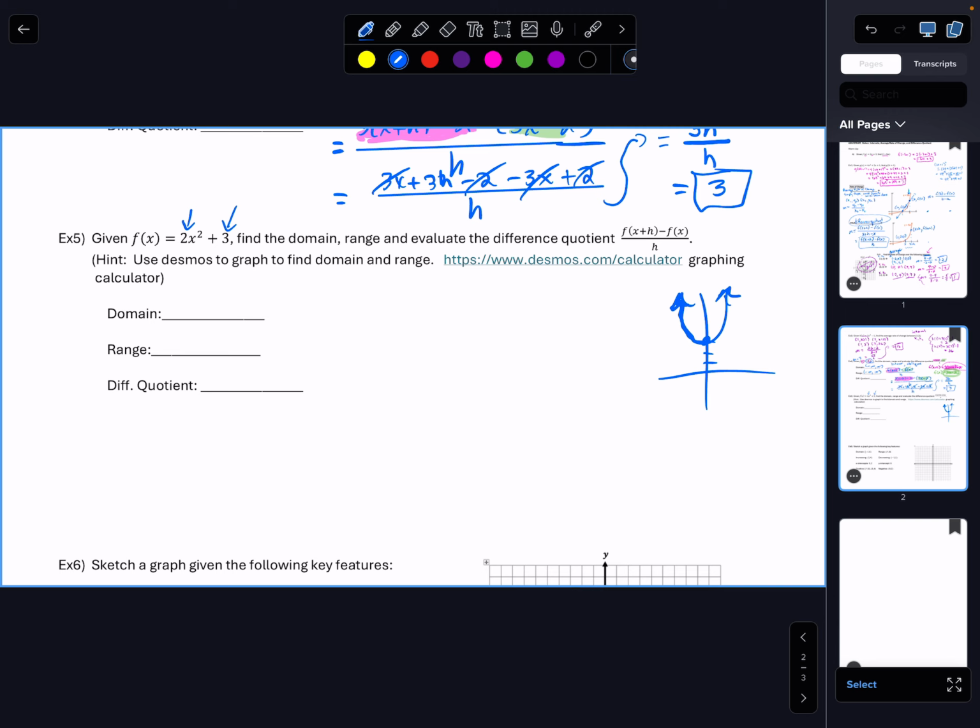It's a polynomial, and the domain of polynomials is always all reals. For the range, the lowest point is 3, and then it just goes up, up, up, up from there.